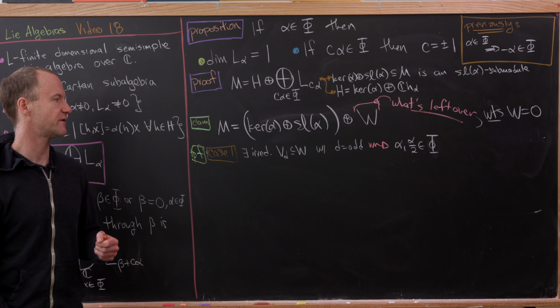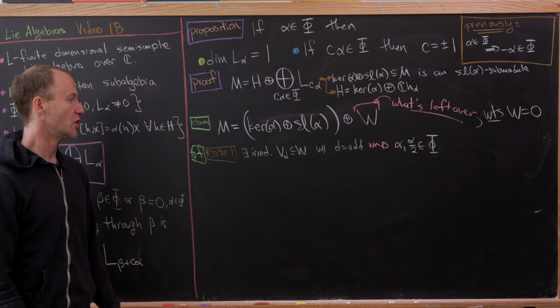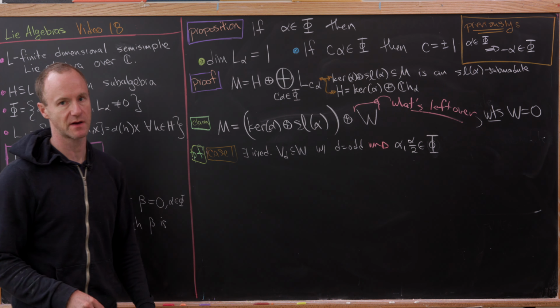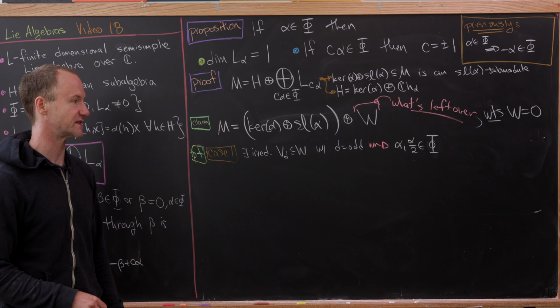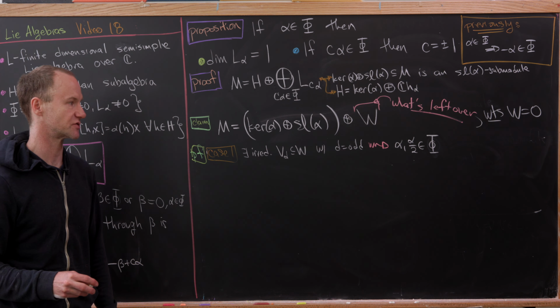Okay, so let's see what we've seen so far. From this leftover bit W, we had this first case, and that was there was an irreducible submodule VD of W where D was odd. But that led us to seeing that alpha over 2 was a root. So in other words, we had alpha and alpha over 2 both roots of this algebra.